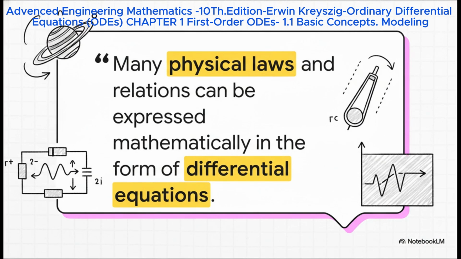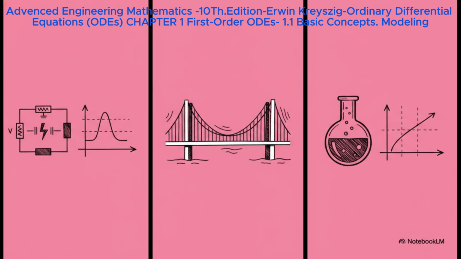The universe isn't static. It is constantly in flux. From the motion of planets to the flow of current in a wire, change is really the only constant. And it just so happens that differential equations are the precise mathematical language we've developed to describe, model, and even predict that change.